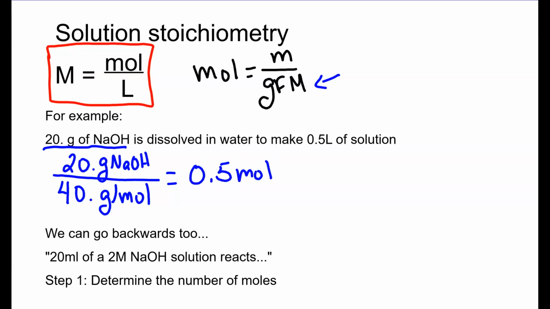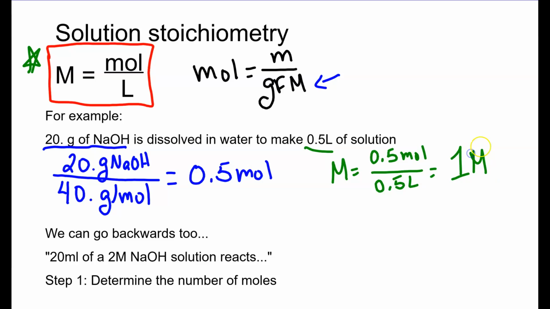We did this problem in class, so hopefully you're remembering it as I'm going through it. Now, if I have 0.5 moles of NaOH, and it is in 0.5 liters, I can go back and plug into my handy-dandy molarity equation and say that the molarity, the concentration, is equal to 0.5 moles over 0.5 liters, and I would have a 1 molar NaOH solution.